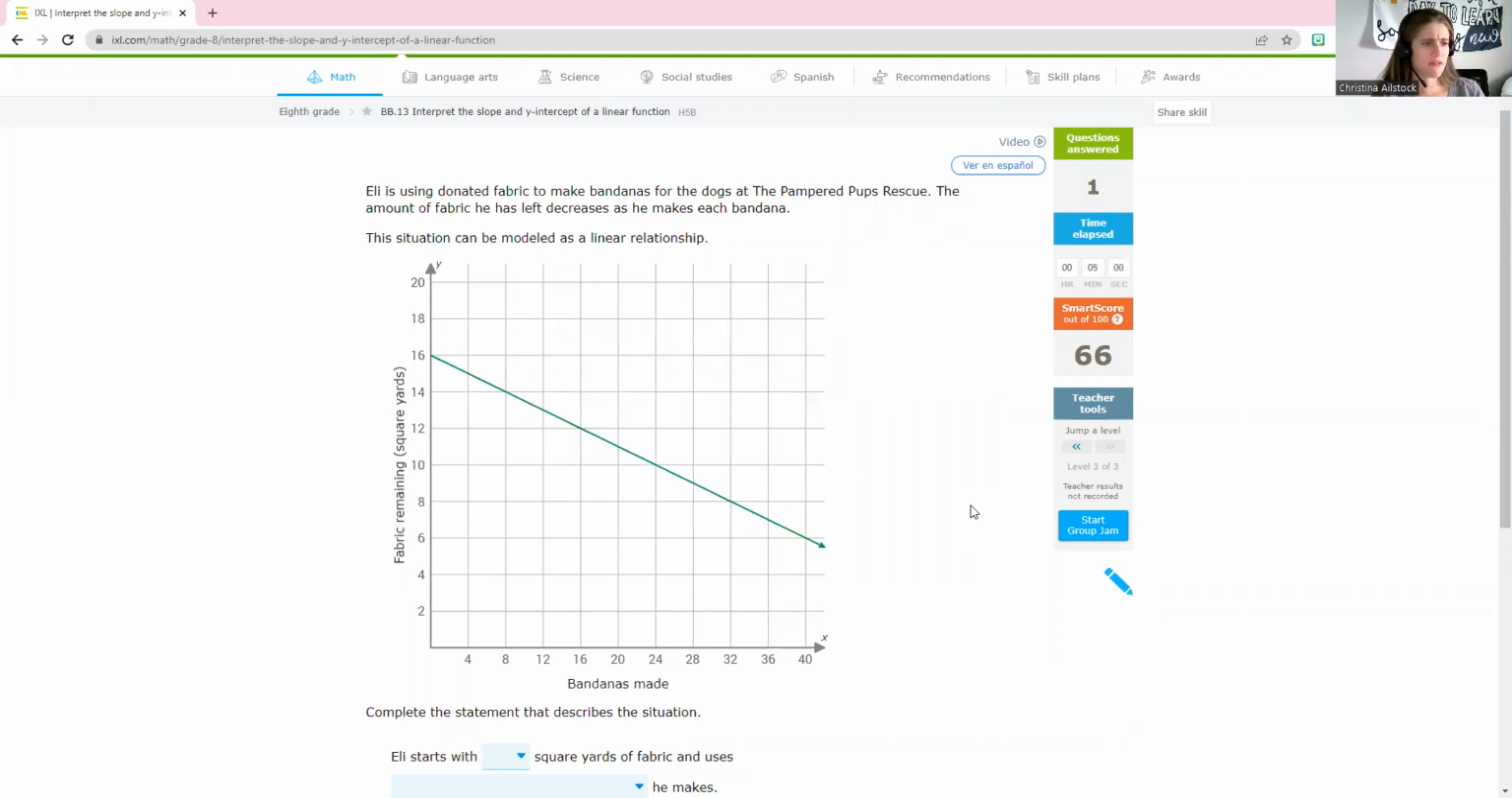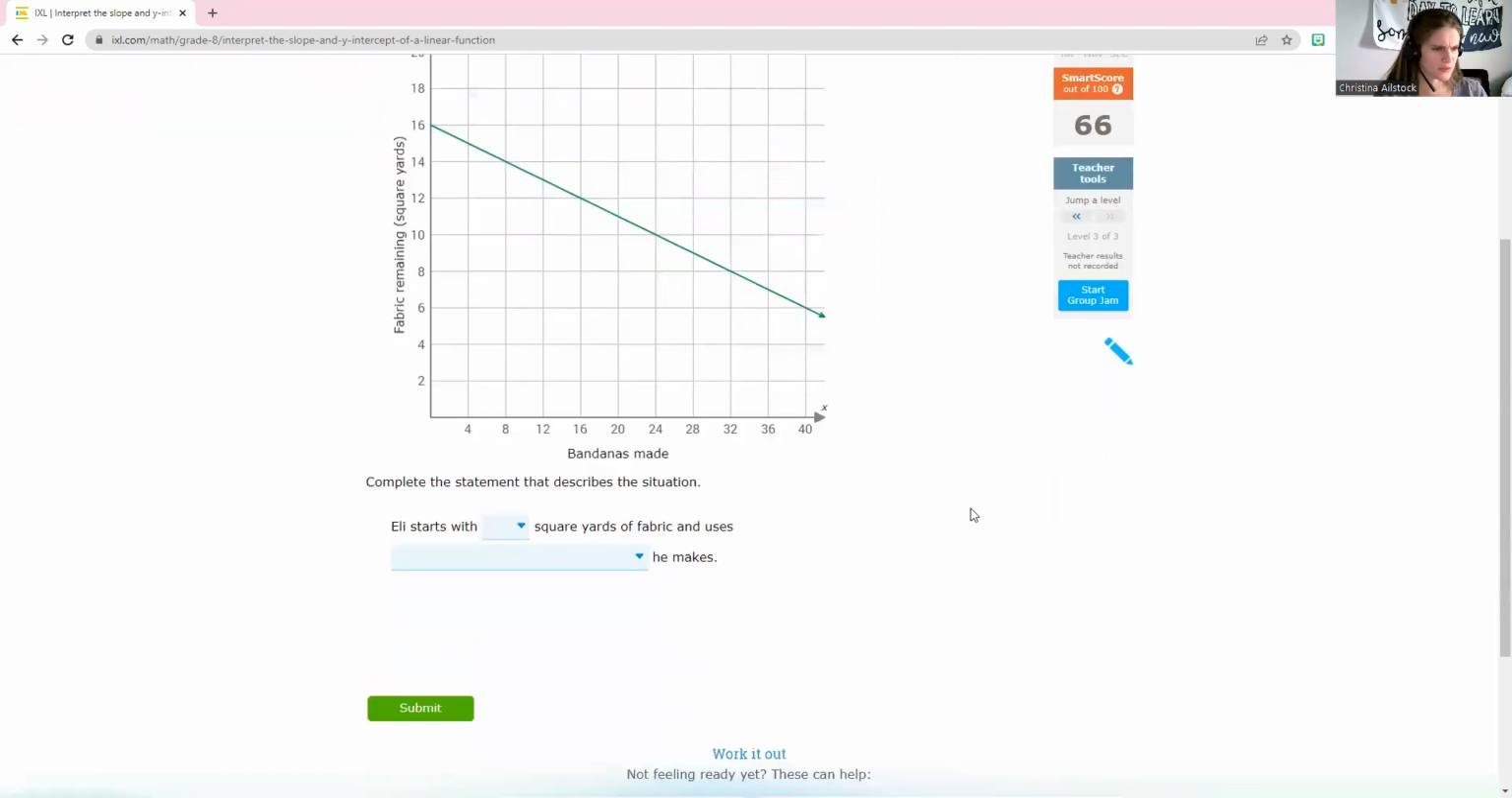Eli is using donated fabric to make bandanas for the dogs at the Pampered Pups Rescue. The amount of fabric he has left decreases as he makes each bandana. That makes sense. The situation can be modeled as a linear relationship. Oh, this is fun. We want to complete the statement that describes the situation. So we have 2 drop-down boxes. He's going to start with so many square yards of fabric, and he uses so many for everyone he makes.